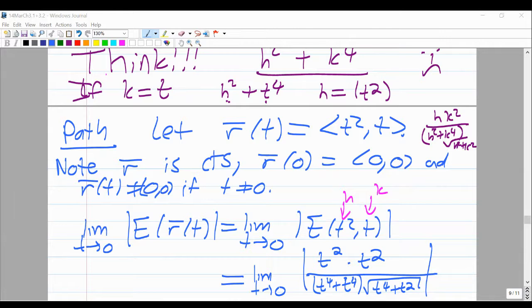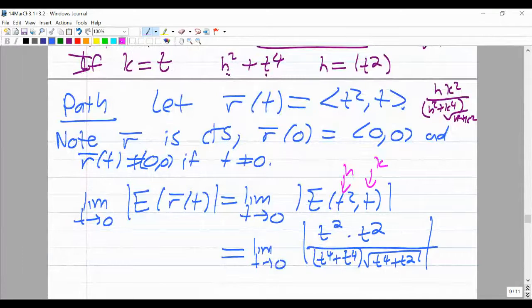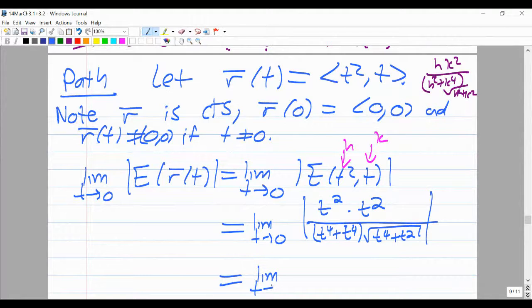And you can see, why do we do this? Because you can see the following happening. t squared times t squared is t to the 4. t squared plus t squared is twice t squared. So you can see a little bit of magic happens. So this becomes the following. I'm going to write it as follows: 1 at the top, 2 at the bottom, root of t to the 4 plus t squared.